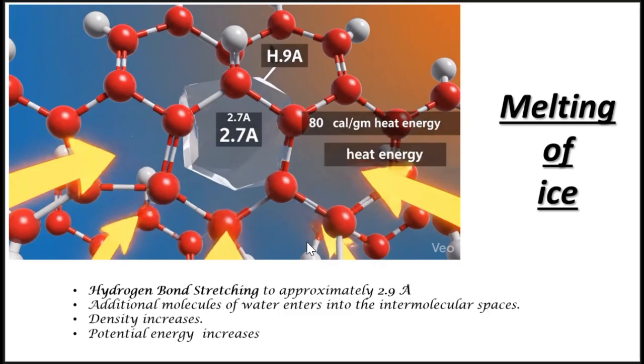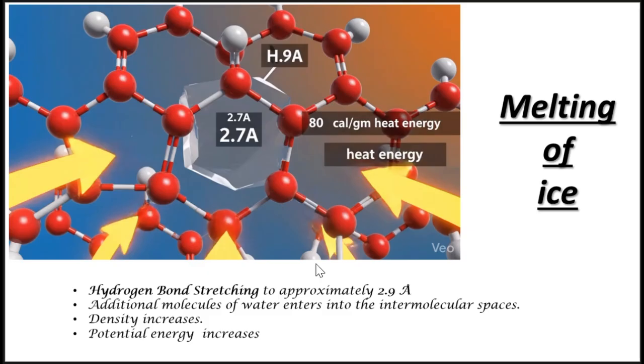Next one is a change in the density. In ice, one molecule is surrounded by four atoms, but in liquid water, the hydrogen bond breaks, and one molecule is linked to more than four neighboring atoms. That's why closer packing happens, and water becomes denser than ice due to its decrease in volume. That is the real reason why ice floats in water, because ice is less dense than water.